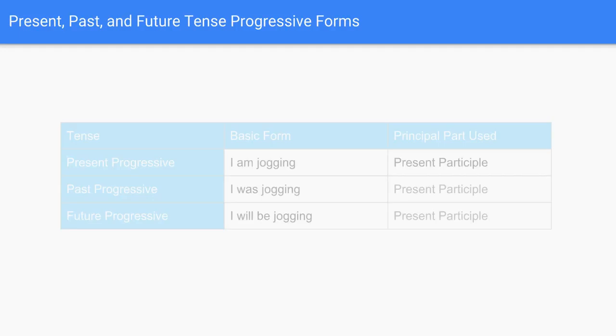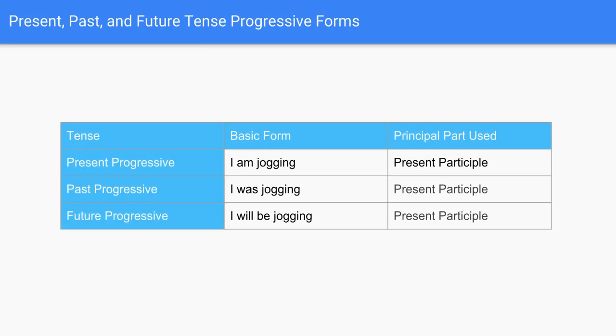So, past, present, and future tense progressive forms look like this. We've used the word jog, base form, verb jog, and you can see I am jogging, I was jogging, I will be jogging. All 3 of these use the present participle. So from this point on, anytime you see a be helping verb with an ing suffixed main verb, you should recognize that they are using the present participle and that this is a progressive form.